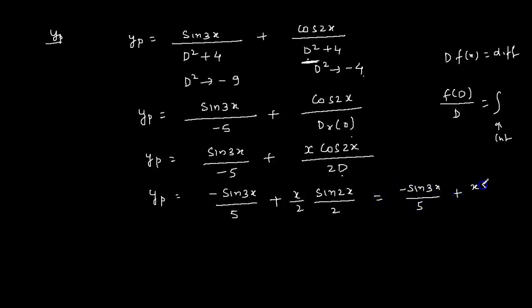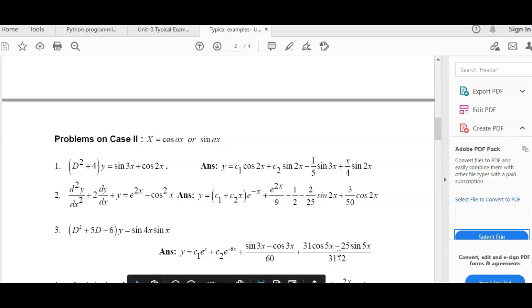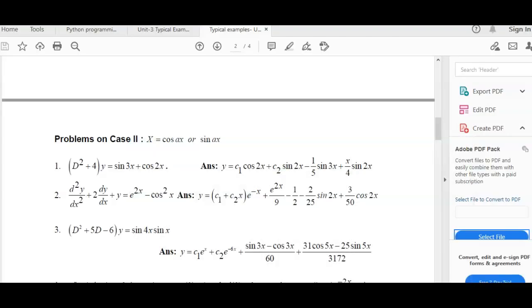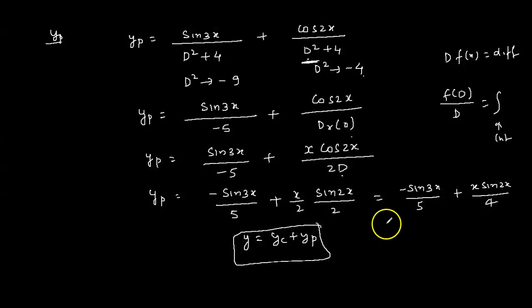And this is plus x into sin 2x by 4. So we can write y is equal to yc plus yp. This is the answer only. Yes, something we're getting here. They're written in the form of sin 2x, no problem here. If you want to correct, no, same only. Correct, same. Any doubt till here? One more question we'll do. This one is type 2.